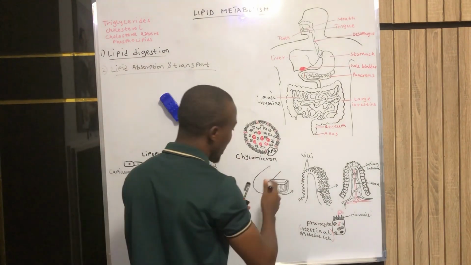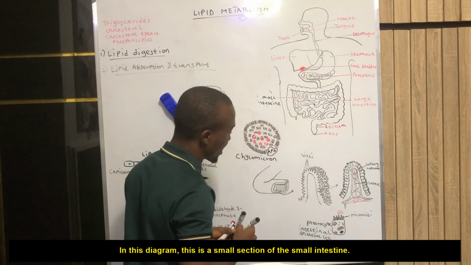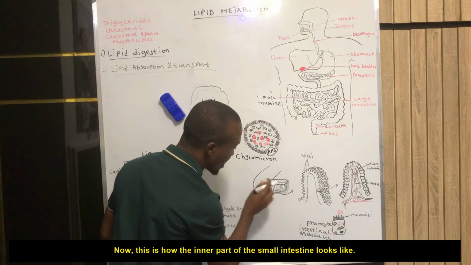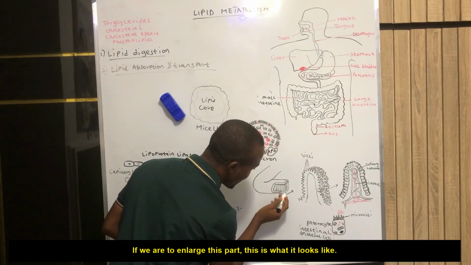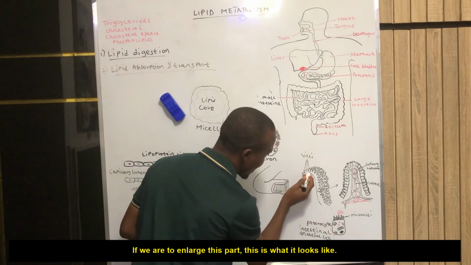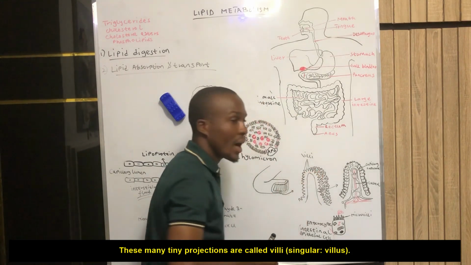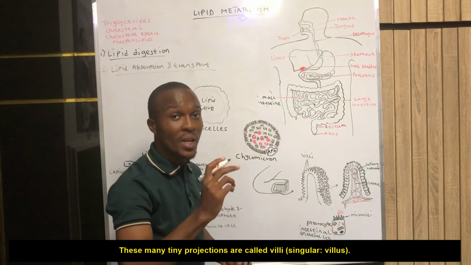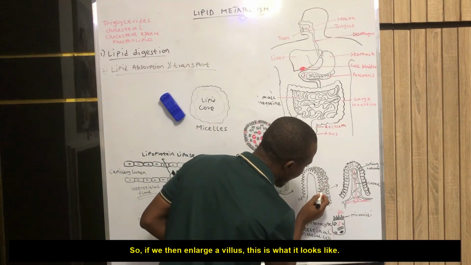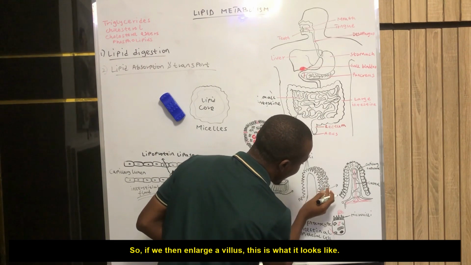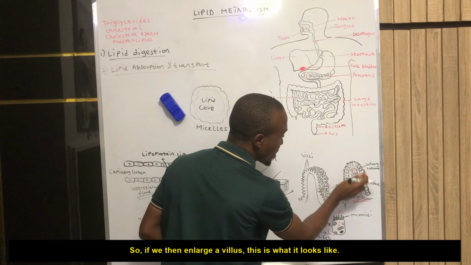That brings us to this diagram. This is a small portion of the small intestine, and this is how the small intestine looks. If we enlarge these parts, this is what it looks like. These many tiny projections are called villi, plural villi, singular villus. If we enlarge a villus, this is what it looks like.